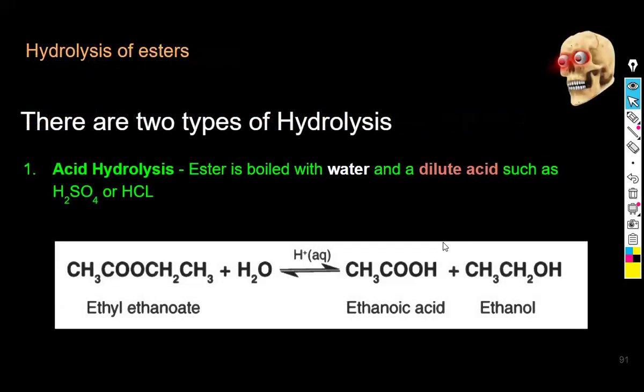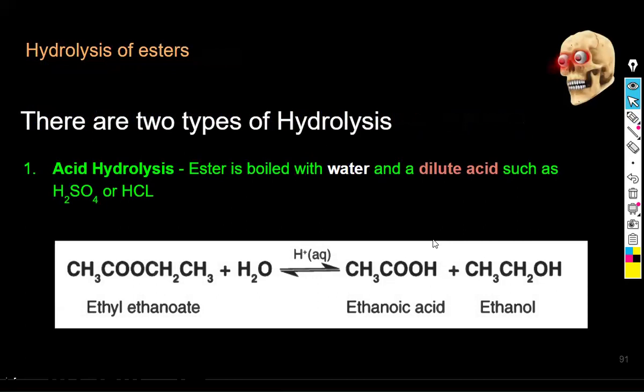Hydrolysis. There are two types of hydrolysis. One called acid hydrolysis. So what you're going to do is take the ester and you're going to boil it with water and a dilute acid, such as H2SO4 or HCl. And here we're going to start off with the ester ethyl ethanoate.